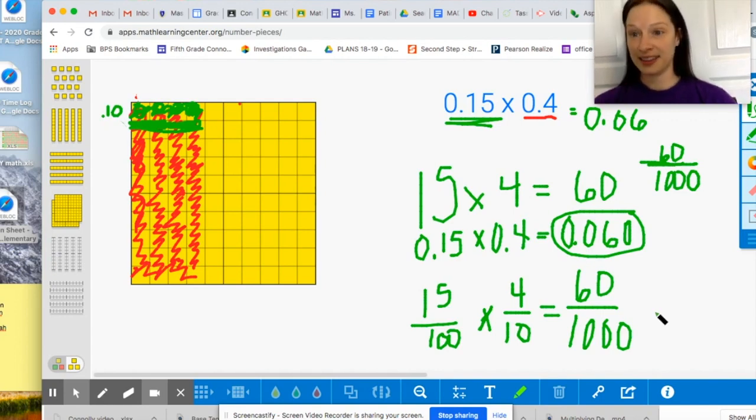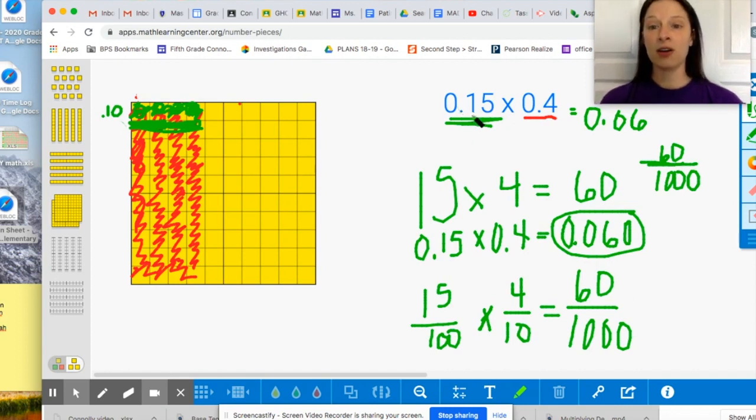So this situation was different for us. It's one we haven't seen before. When this factor got 100 times smaller and this factor got 10 times smaller, that made our product 1,000 times smaller. Okay, because it had to get 10 times smaller, 10 times smaller, and 10 times smaller again. So 10 times 10 times 10 is 1,000, and that's why it's getting 1,000 times smaller.